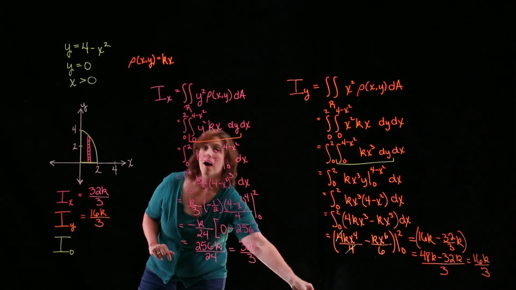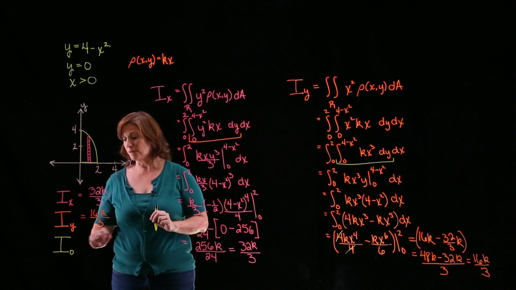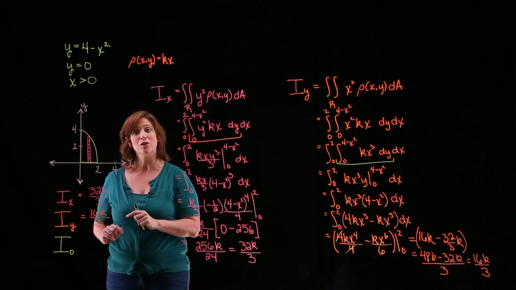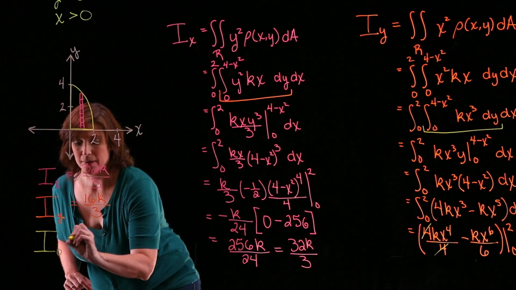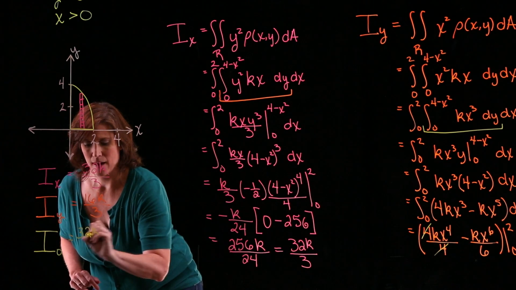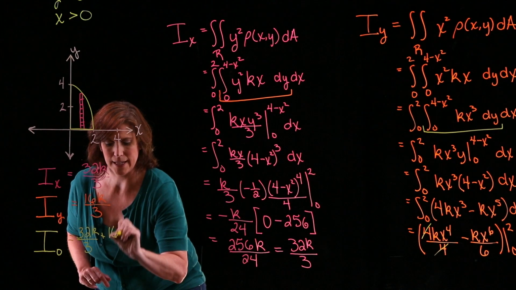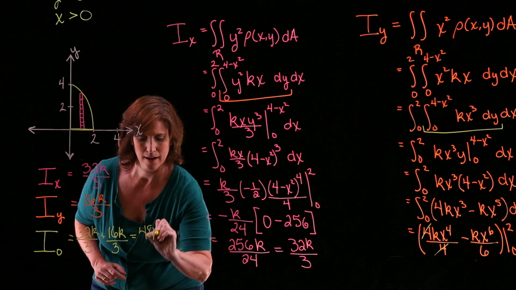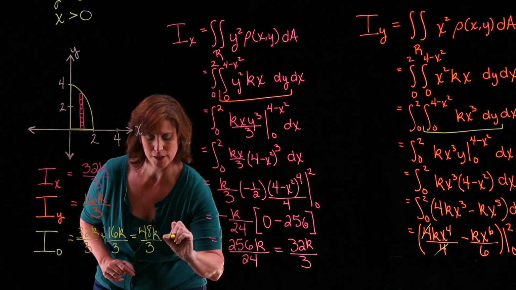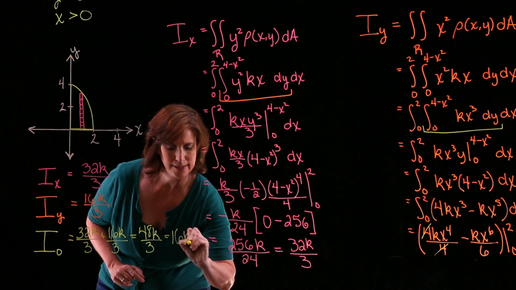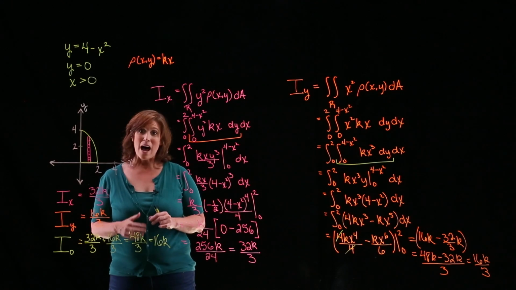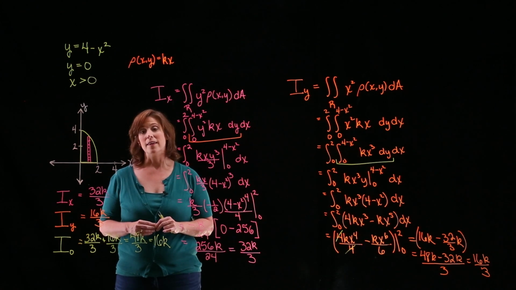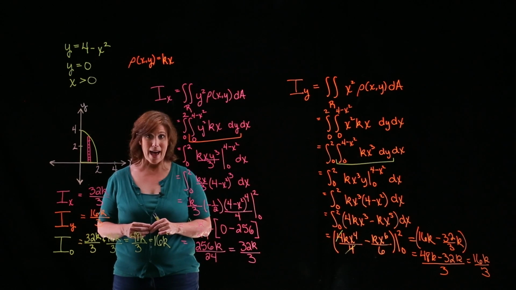All right. The next piece asked me to find the polar moment. The polar moment can be found by adding the moments of inertia with respect to x and y. So this is just 32k all over 3 plus 16k all over 3, which is 48k all over 3, which is 16k. All right, we've now completed the first 3 parts of the problem. We still need to look for the radius of gyration with respect to the x and the y axis.